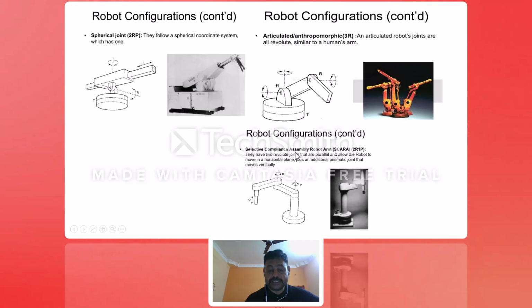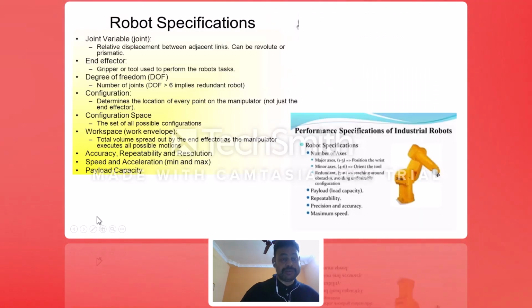And this is the Selective Compliance Assembly Robot Arm, what is called a SCARA robot. It is widely used for assembly. Here you have two rotary movements and one linear movement. This will be like a drilling machine, right? A drilling machine. While discussing unit 2, I will explain.